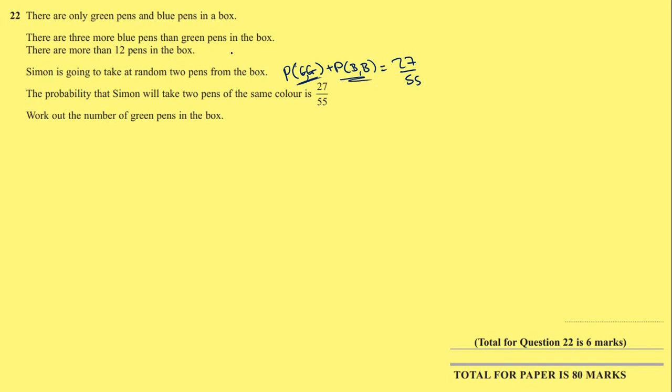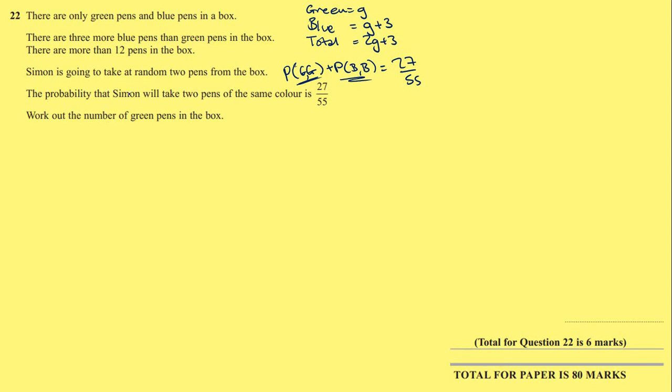Work out the number of green pens in the box. Now there are 3 more blue pens than there are green. So how many greens are there? Well, there's G greens. We don't know what they are. How many blues would there be? If the G greens, well then it'd be G plus 3 blues. And in total there'll be 2G plus 3 pens overall. Okay, the total amount of pens is 2G plus 3.